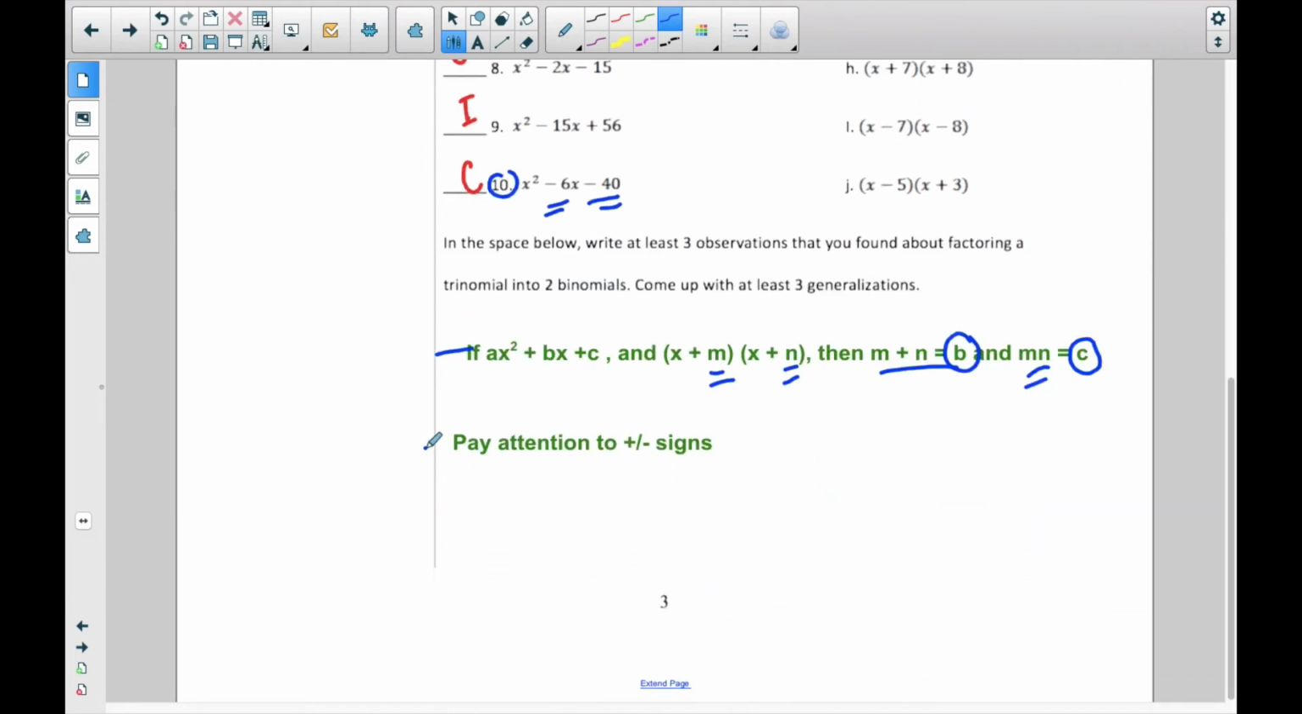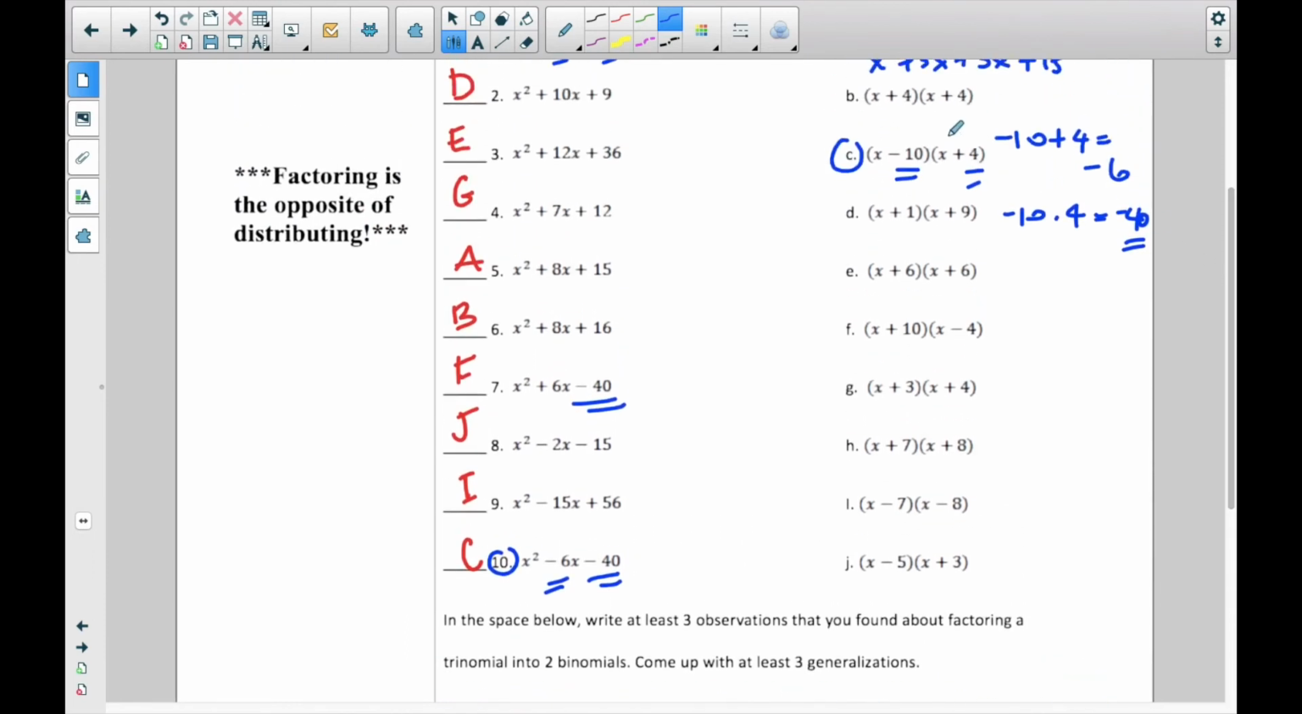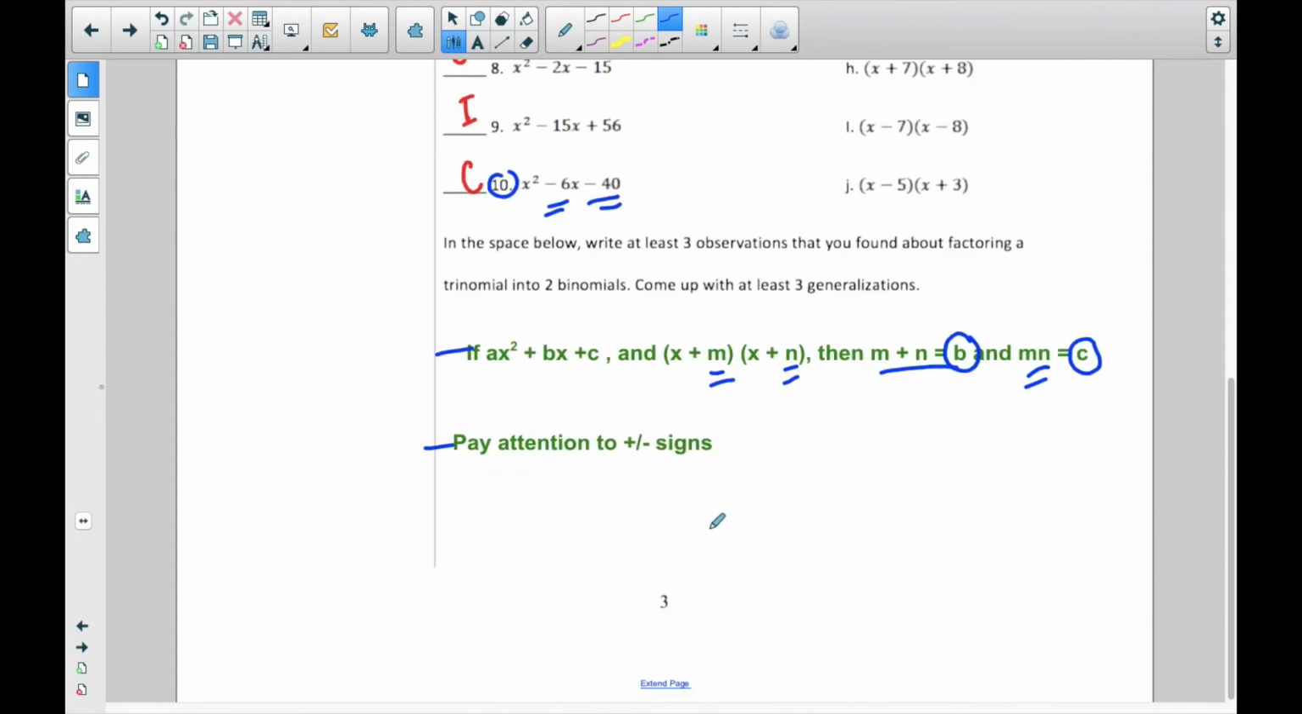The other thing is to pay attention to plus and minus signs, and we had that just a second ago as well, that we had a negative 6 and a negative 40. So we weren't just looking at the 40 or just looking at the 6, we were looking at the signs as well. And so we had to be really careful in choosing which one depending on which sign we have. If you have other things written down here, that's fine. This is space for you to write down whatever you can do to help you with some shortcuts. Make sure they're accurate shortcuts.